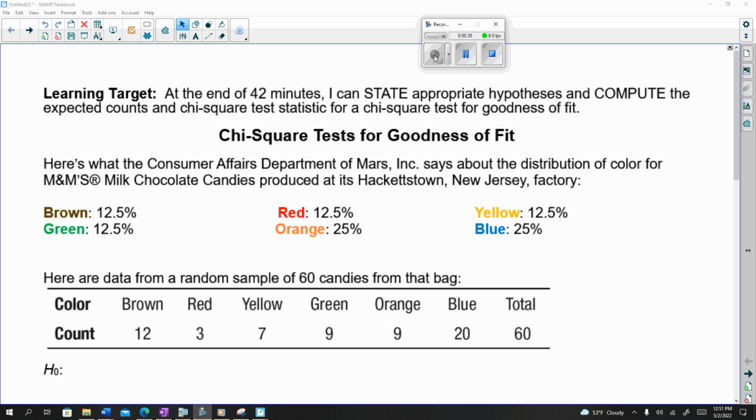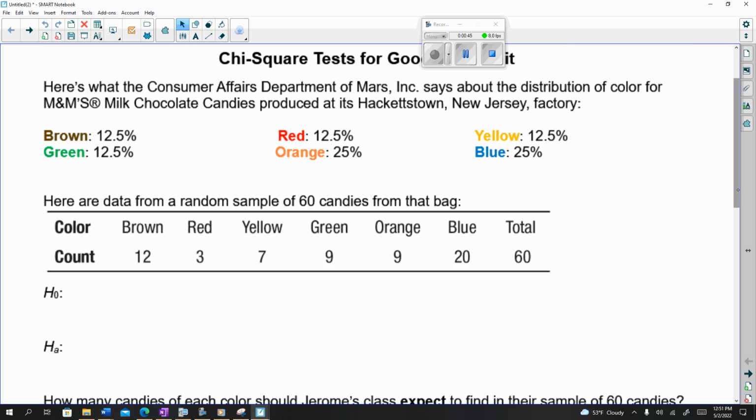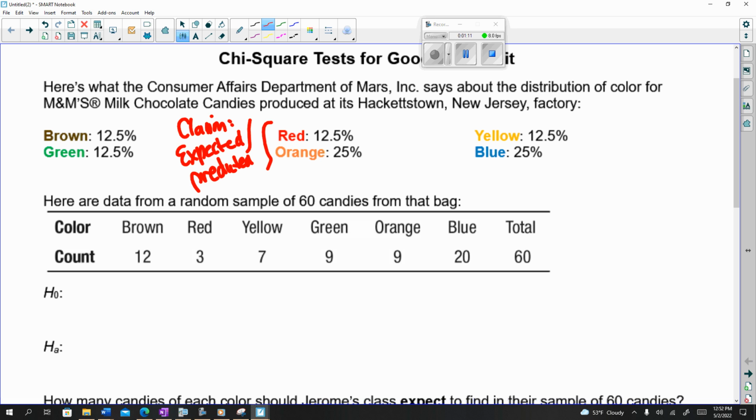So, you know, the M&M's company has all the different colors of M&M's: red, orange, yellow, green, blue, and purple. And it turns out that they advertise a different percent breakdown of each color. So they claim that 12.5% are brown, 12.5% are green, red, etc. And that is the advertised percent breakdown of M&M's. So this is what they claim to be true. This claim is what is expected or predicted for the breakdowns of each.